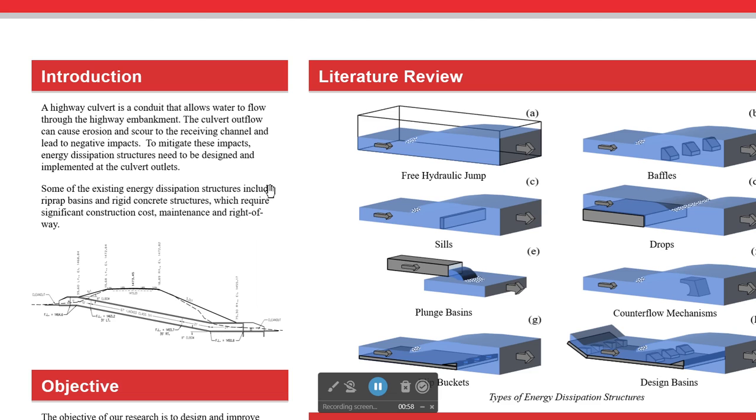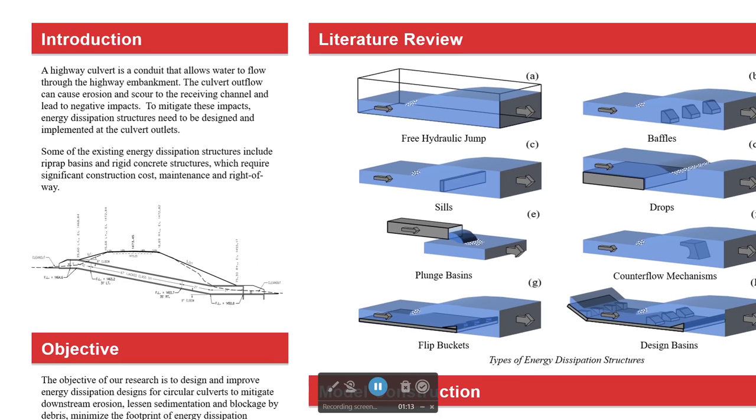The culvert outflow can cause erosion and scour to the receiving channel and lead to negative impacts. To mitigate these impacts, energy dissipation structures need to be designed and implemented at the culvert outlets. Currently, some of the existing energy dissipation structures include riprap basins and rigid concrete structures, which require significant cost of construction, maintenance, and right-of-way.